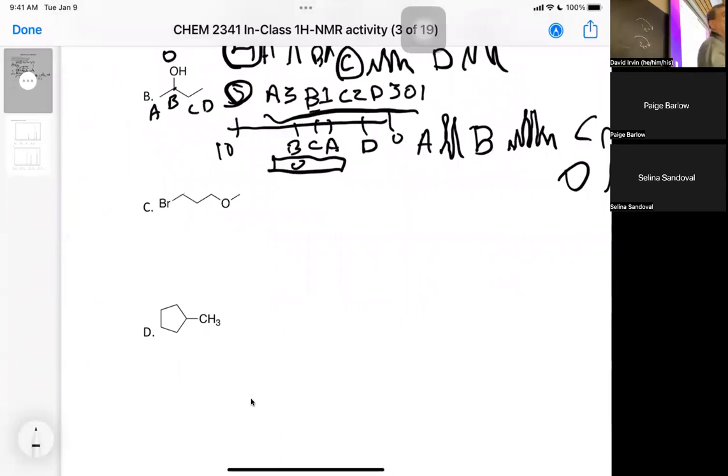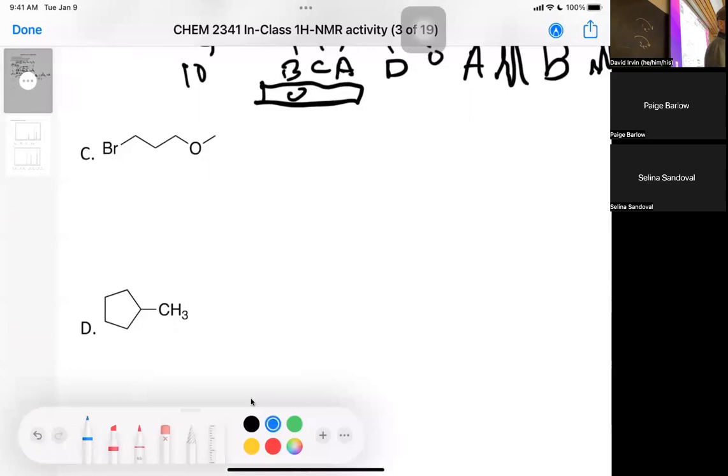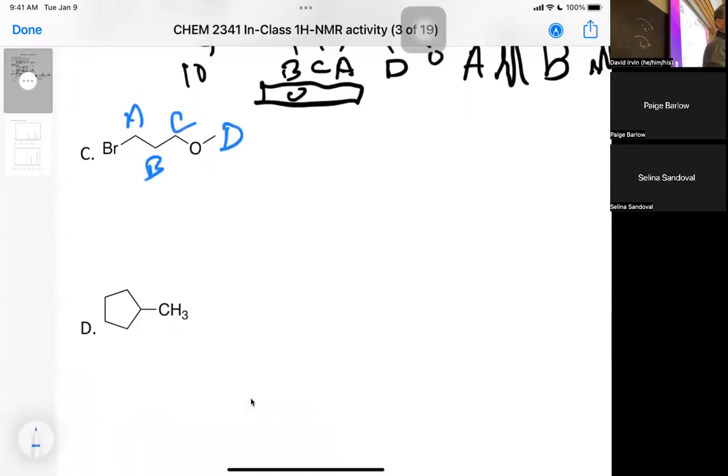All right. So how many signals do we have here? We're going to label our carbons. Change to blue. A, B, C, and D. And on A, we have 2 hydrogens. On B, we have 2 hydrogens. On C, we have 2 hydrogens. And on D, we have 3 hydrogens. Did everybody get that? Okay. So now we have 4 signals.